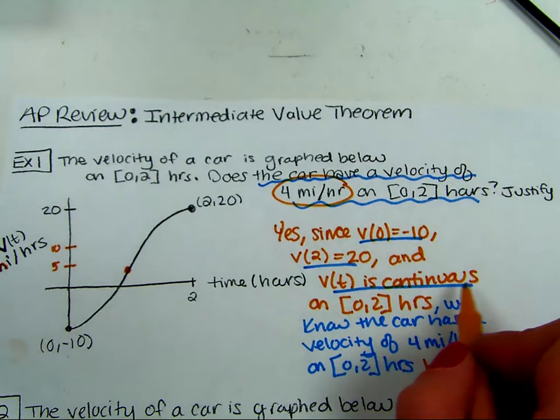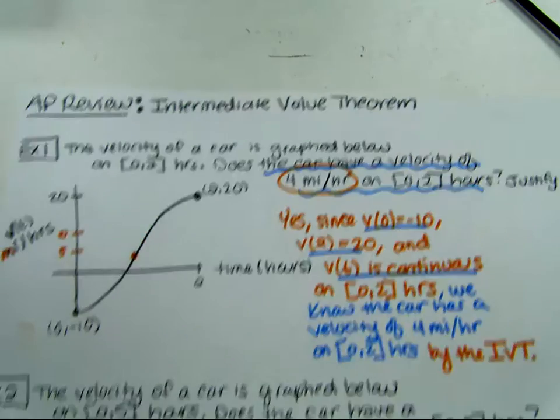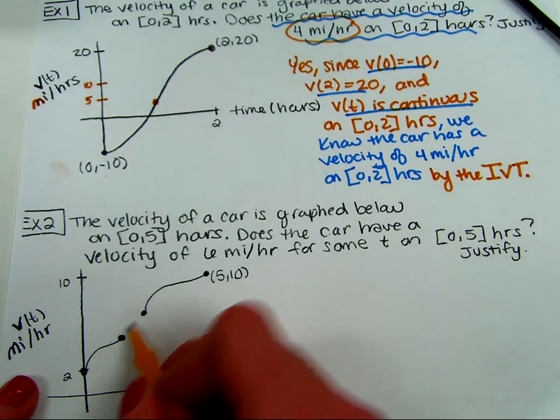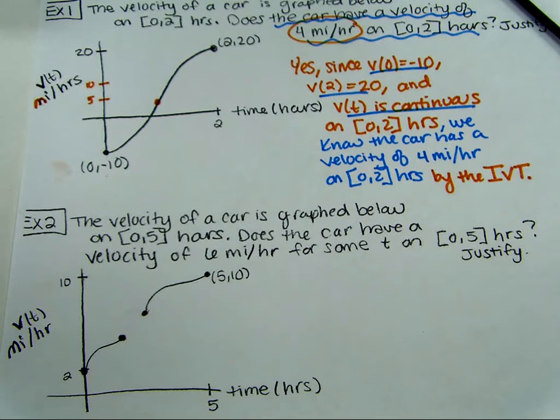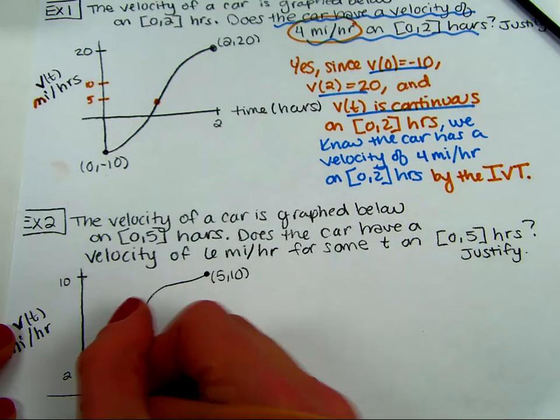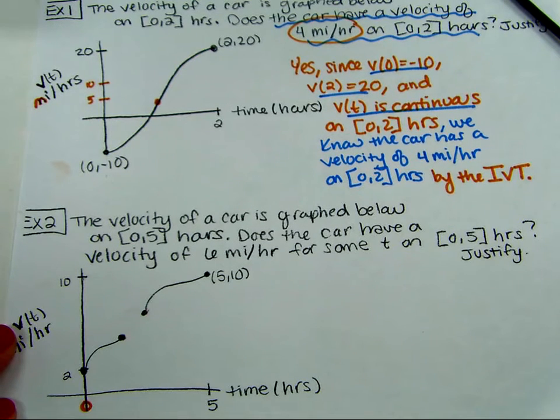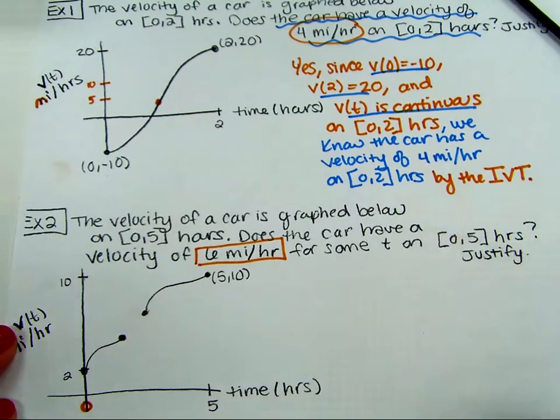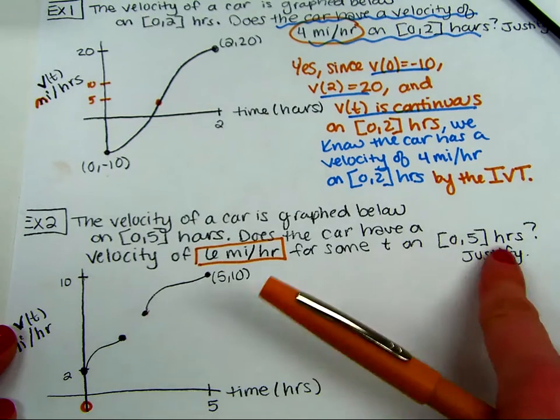All right, remember the graph must be continuous. So if you go to my next example, this graph right here is not continuous. It's a similar situation. They say the velocity of the car is graphed below on 0 to 5 hours. So this is 0, and it says does the car have a velocity of 6 miles per hour for some time on 0 to 5?